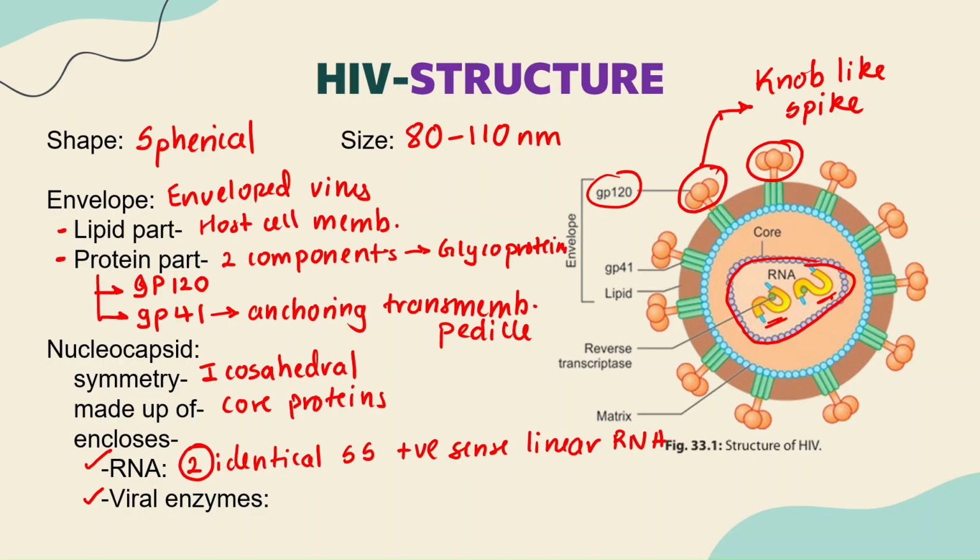Viral enzymes: as I already said, HIV is a retrovirus, so it is definitely going to have the characteristic enzyme called reverse transcriptase. Along with the reverse transcriptase enzyme, it has an enzyme called integrase. It also has an enzyme called protease, guys. So that was all with respect to the structure of HIV, guys.